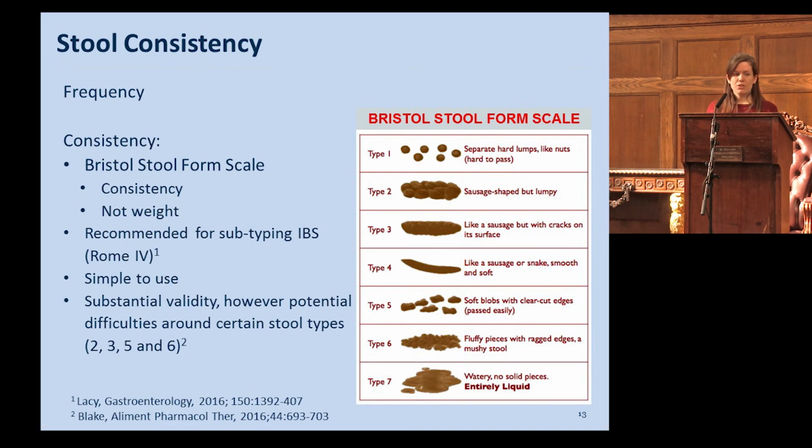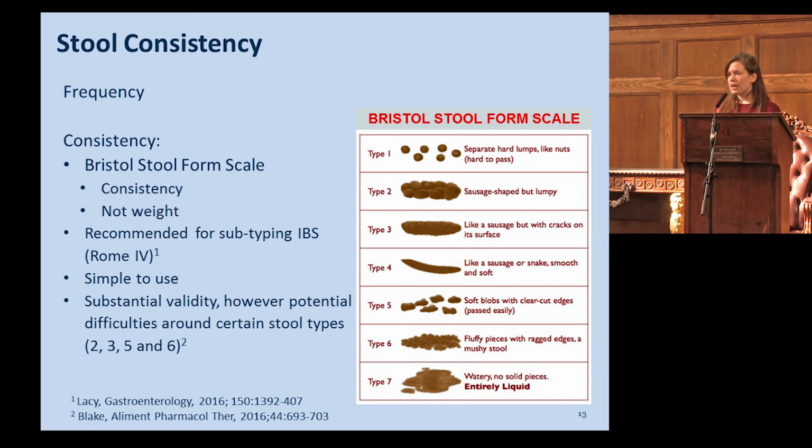And it does have substantial validity, but a recent study has shown that there might be difficulty in correctly classifying stool form around the clinical decision-making points, so that's between normal and abnormal stool. Generally we would say type 3, 4 or 5 would be normal stool form, type 1 and 2 hard stool, and type 6 and 7 loose stool. Between type 5 and 6 and type 2 and 3, there can be difficulty in correctly classifying stool form. So there are limitations of this measure, but it's fairly simple for patients to use.